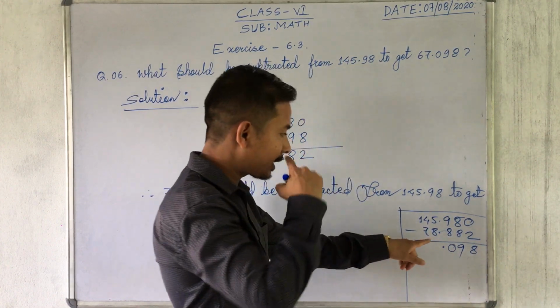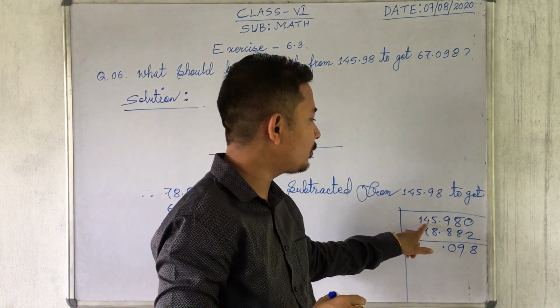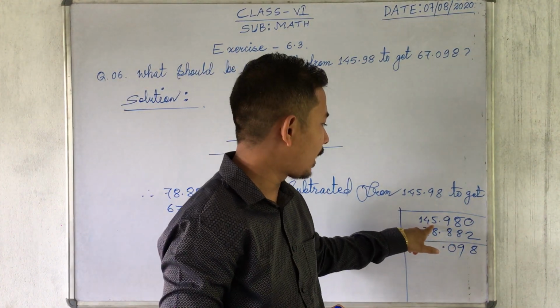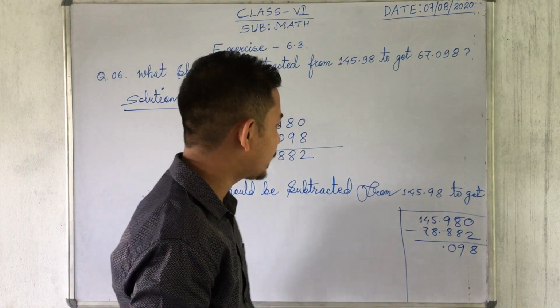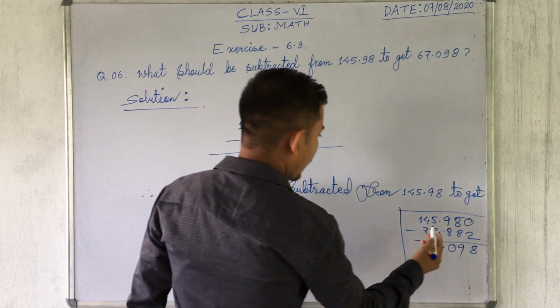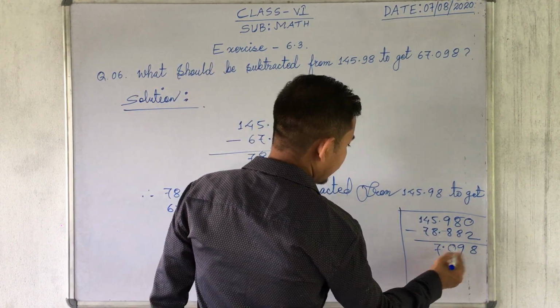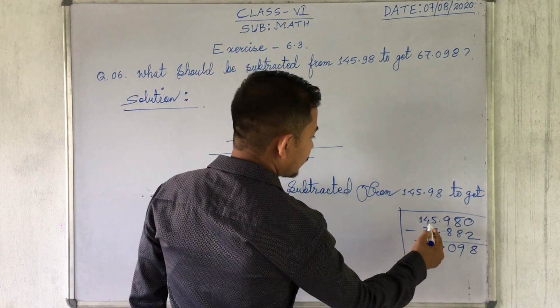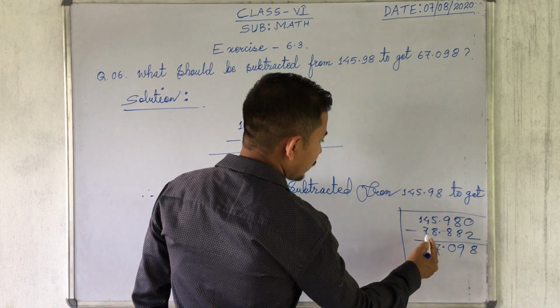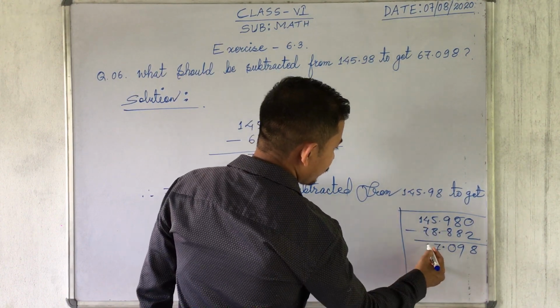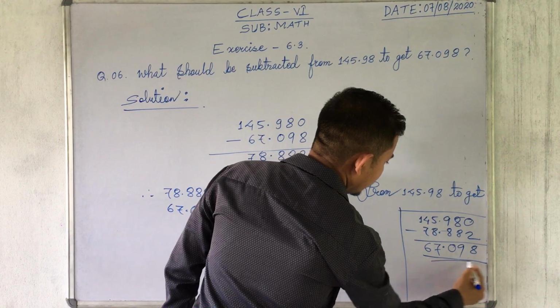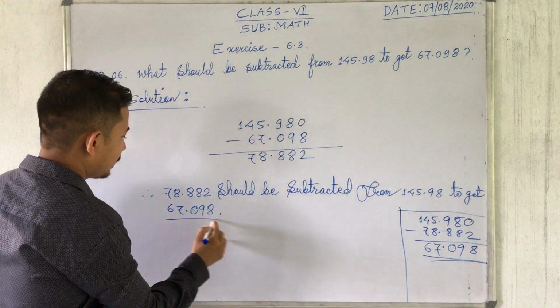Okay, we cannot subtract 8 from 5, so we have to take 1 from 4. Okay, and now 5 becomes 15. After subtracting 8 from 15, there will be 7. Now what is left here? 3. So 1, 3, 13. If we subtract 7 from 13, 6. Look at this one.